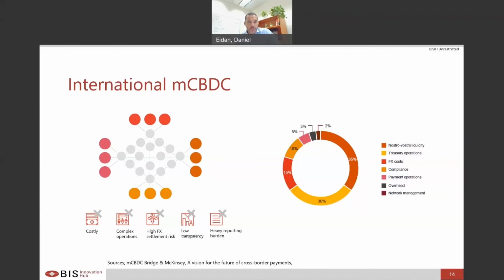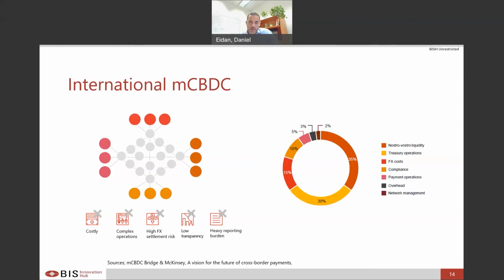On the left, you can see a schematic diagram of what a correspondent banking model would look like between 4 different jurisdictions. So the circles at the edges are banks that sit within these jurisdictions, and the circles in the middle are correspondent banks. And some of the pain points here are that transactions are generally costly, complex to operate, have high FX costs, have settlement risks, have low transparency to the payee and payer, and ultimately have a heavy reporting burden for every single intermediary that touches the payment in the chain.